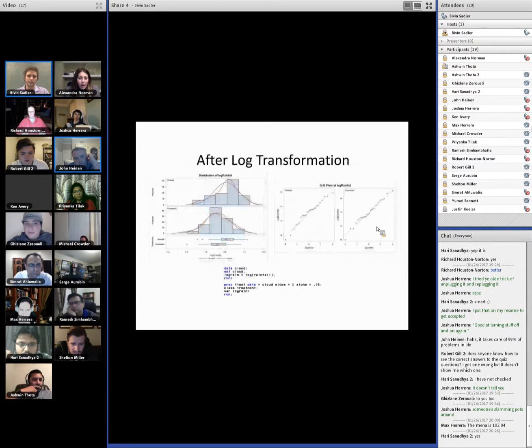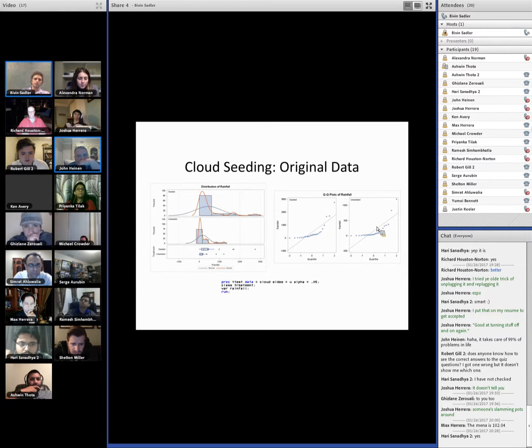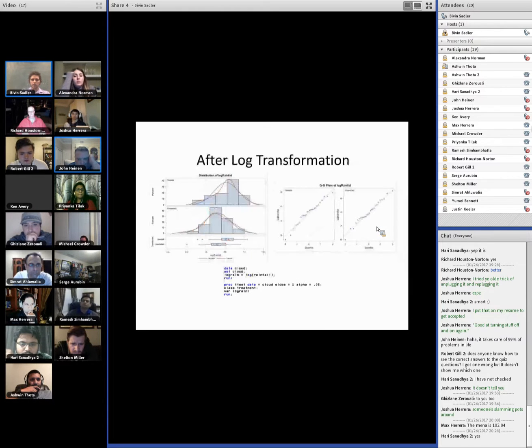So what did I do? I did a log transformation. And I had a question on the quiz: can you show us how to actually do the log transformation in SAS? This is it right here. You just say data cloud, that's your original data, set cloud, and then say log rain equals, and this is a function in SAS, the log of the rainfall. And that log is assumed to be log base E, even in SAS. So you take the log transformation.